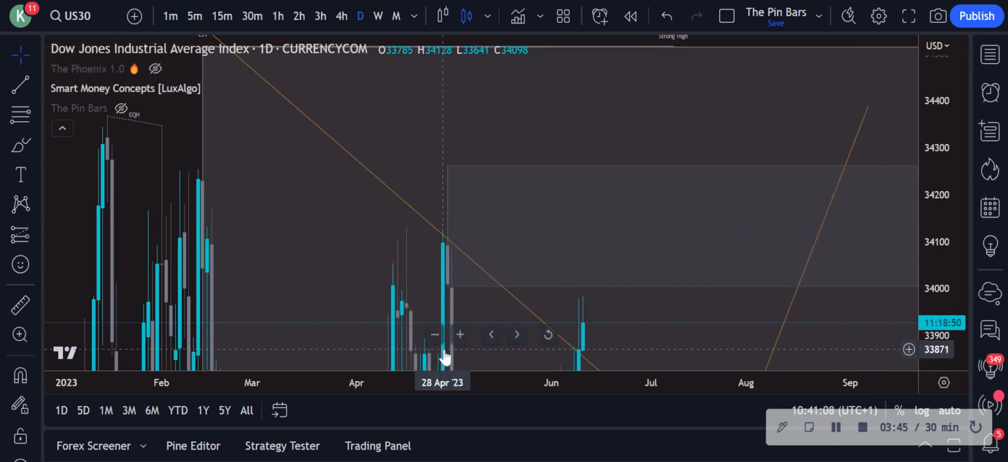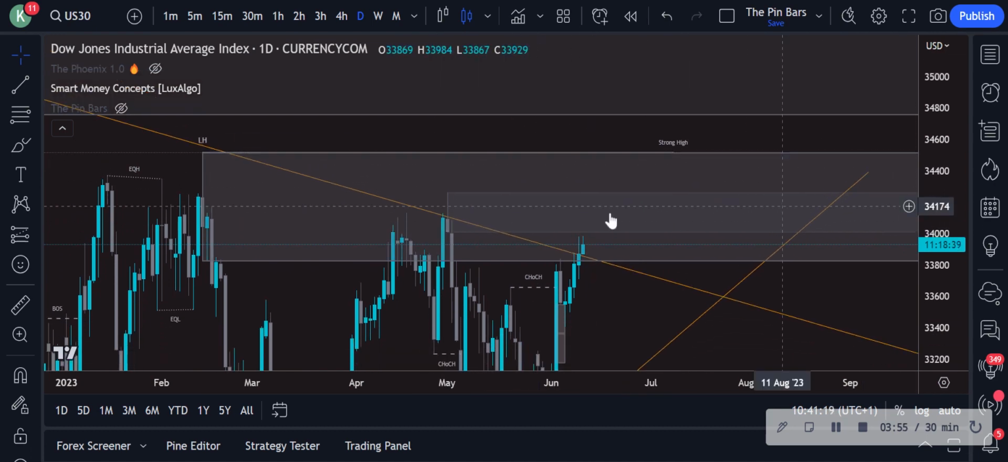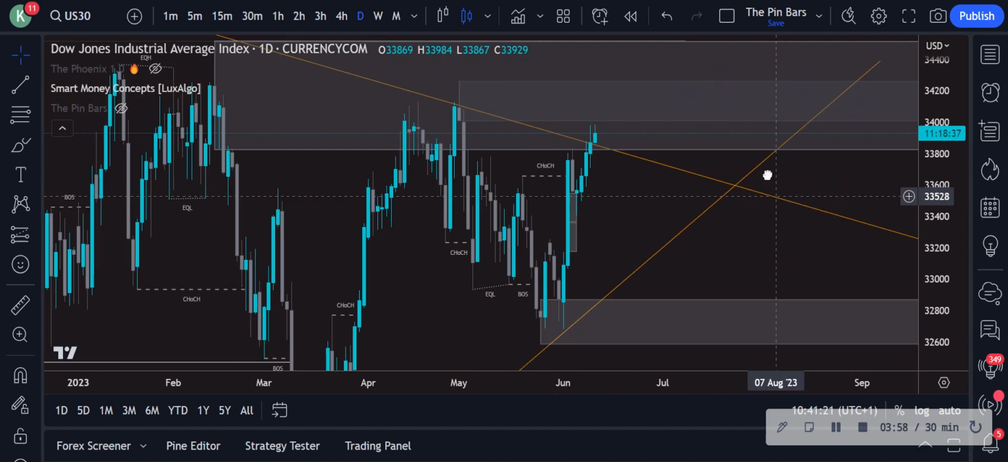However, I do think, just because there is a price gap here, give me a second. Can you guys see a price gap here? So I do think price will come to fill this price gap and take out the liquidity on this internal zone before it actually goes back down.